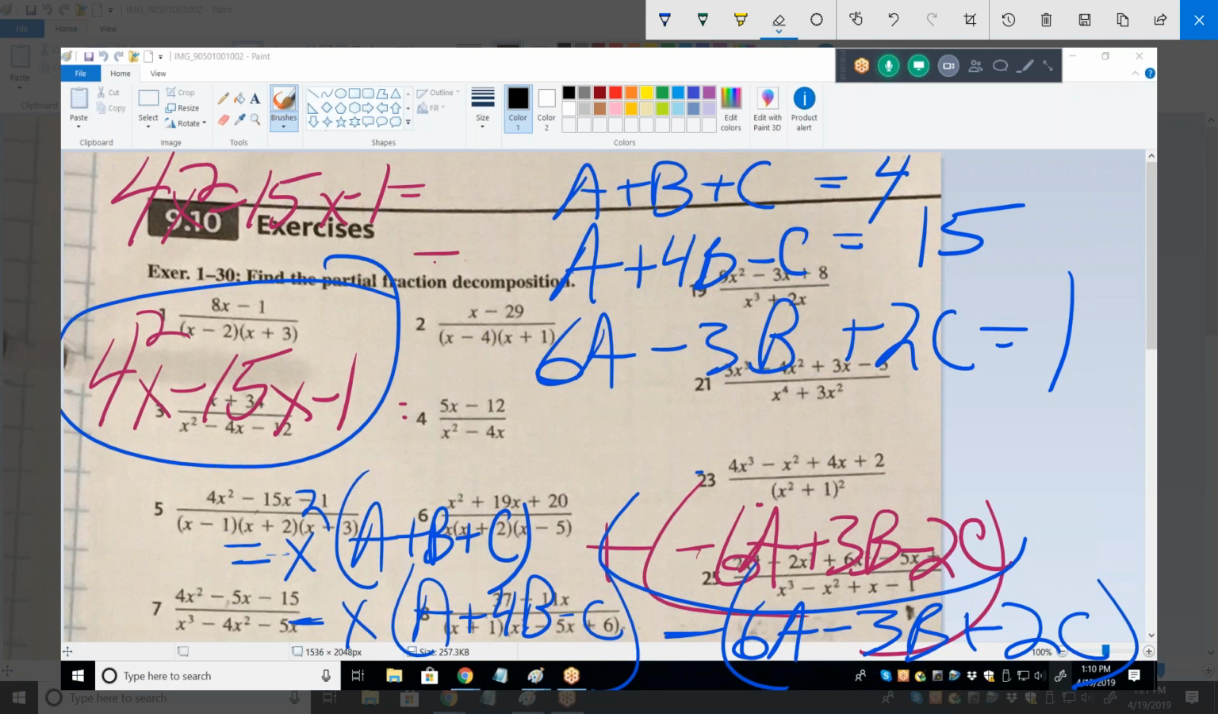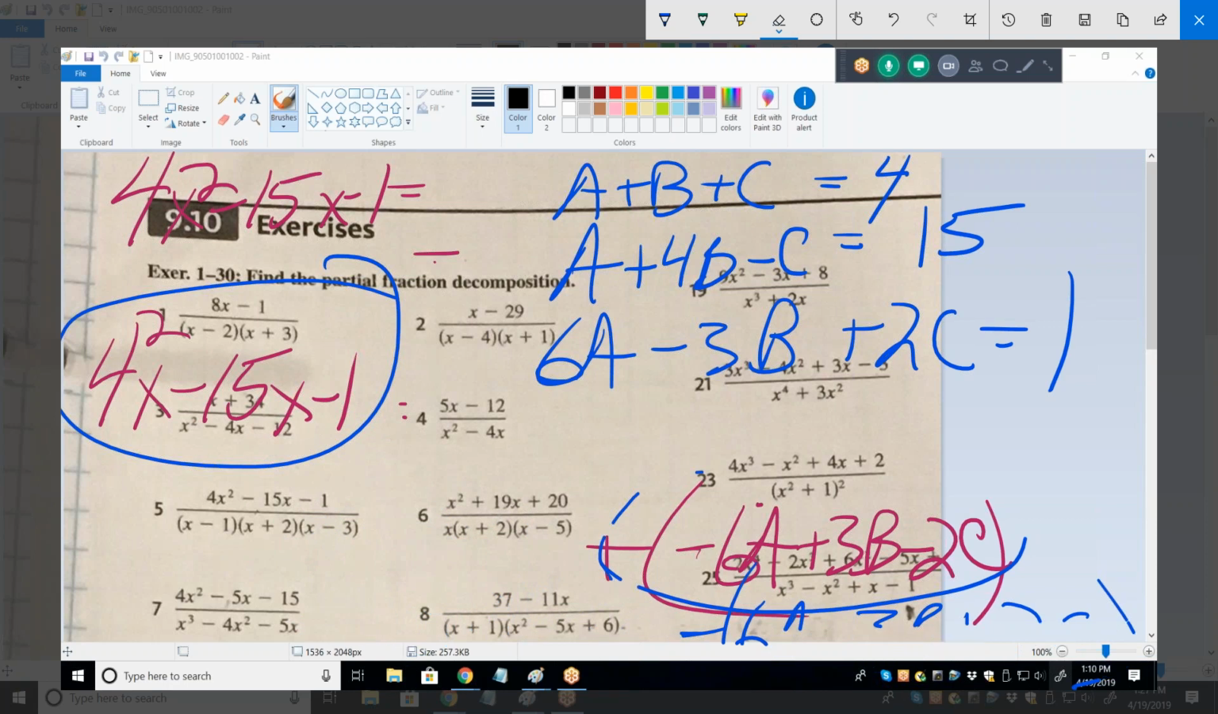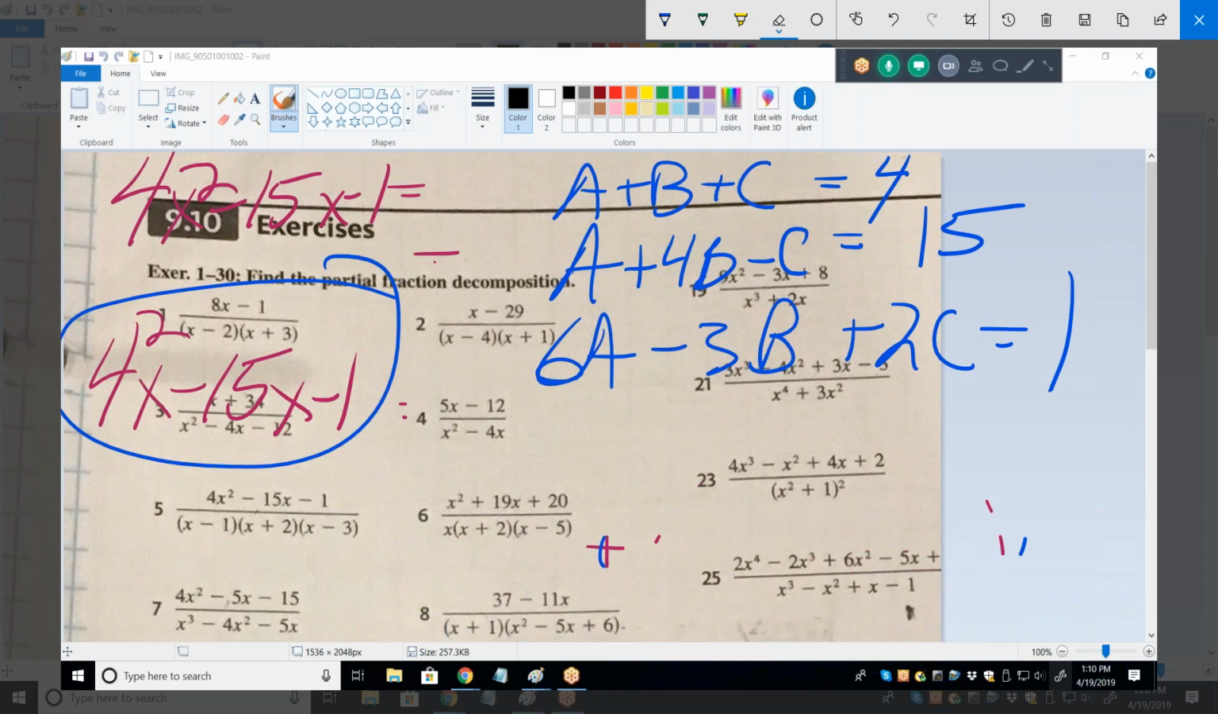Now, you have 3 equations and 3 unknowns. So we're not done yet. We got to solve those 3 equations and 3 unknowns. Once you solve them, you will have A, B, and C, and you will have your answer. That's right. Do you know how to solve 3 equations and 3 unknowns?